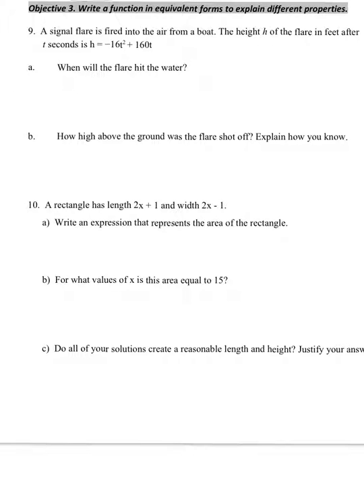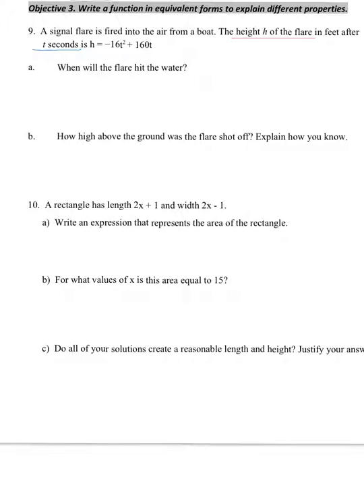A signal flare is fired into the air from a boat. The height h of the flare in feet after t seconds is h equals negative 16t squared plus 160t. The first thing that you need to notice is that h is the height of the flare, that t is the number of seconds. And so those are the things that you need to think about. There are two variables, and in order to know what one of them is, you have to be able to plug something in for the other.